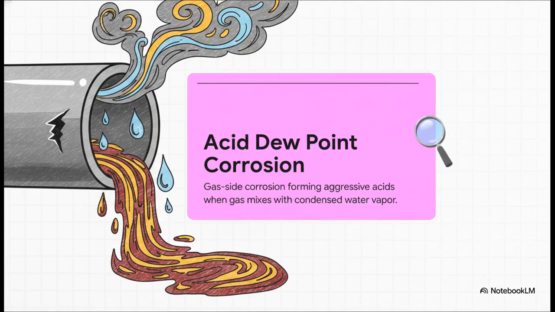Not good. Next up is acid dew point corrosion. Now this one attacks from the outside, the gas side of the tubes. During startup, or if you're running at low loads, the metal temperatures in those cold end headers can actually drop below the dew point. When that happens, exhaust gases like sulfur trioxide mix with condensed water vapor and form highly aggressive liquid acids right on the cold metal. It basically just melts the steel away.